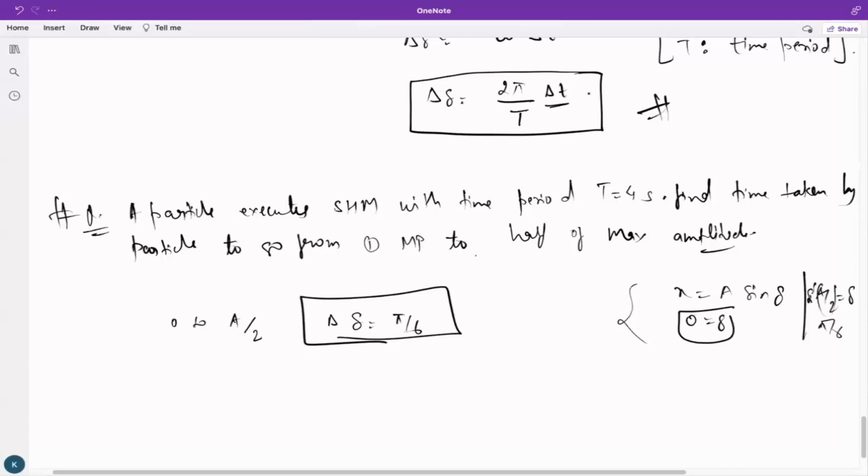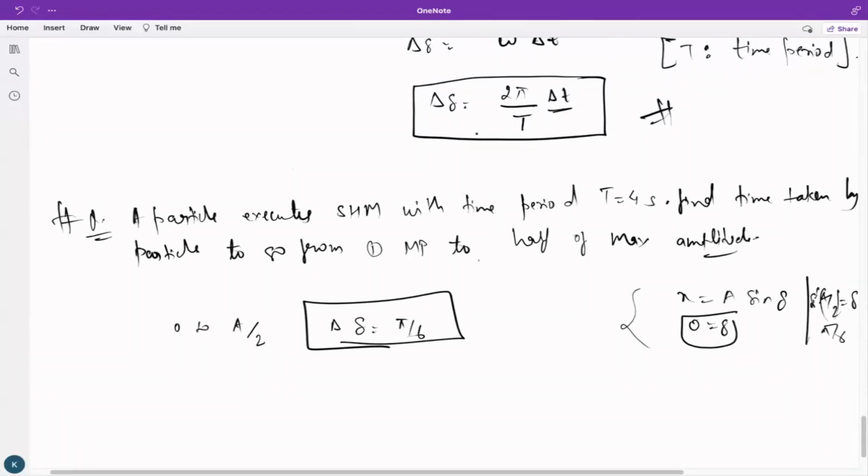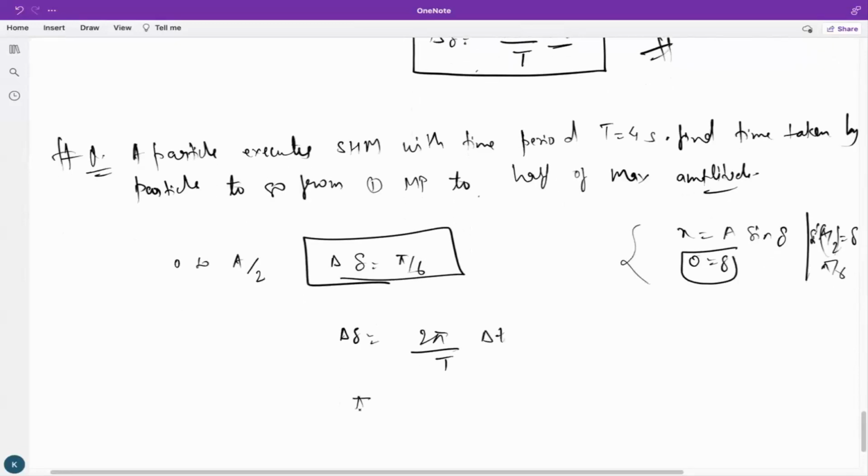Now we have to calculate the change in time. At t equal to 0, I'm assuming that our particle is at mean position. So I'm just applying this formula: del equal to 2 pi by time period into delta t. Our del is pi by 6. I'm writing in radians because there is pi, so it will be easily cancelled, right? If you write in degrees, you have to convert into radians. Anyway, the SI unit of angle is the radian, so try to convert it into radians.